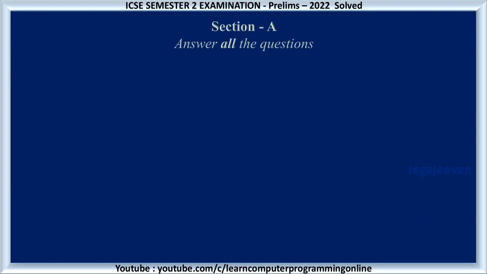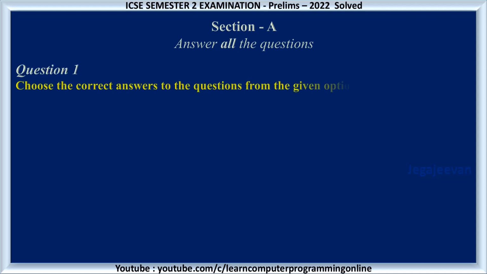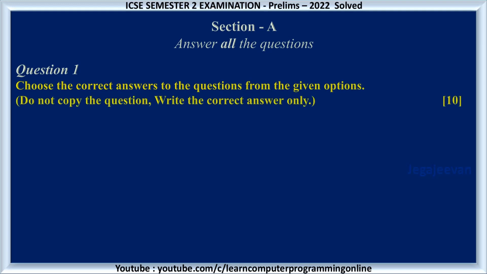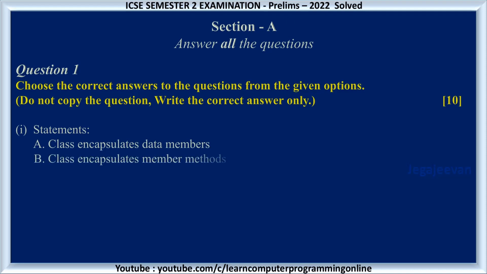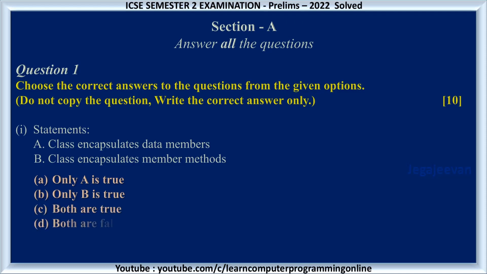Section A, you need to answer all the questions. Question 1. Choose the correct answers to the questions from given options. Note, you are not supposed to copy the questions. You need to write only the correct answer. Statements: A, class encapsulates data members. B, class encapsulates member methods. Options: only A is true, only B is true, both are true, both are false. Answer is C.